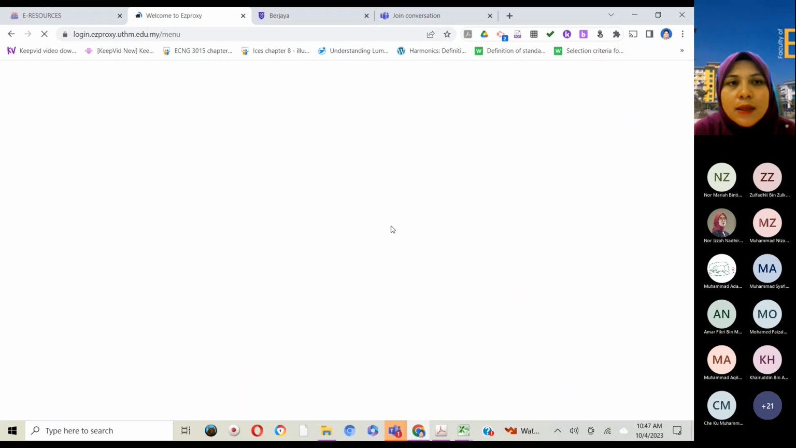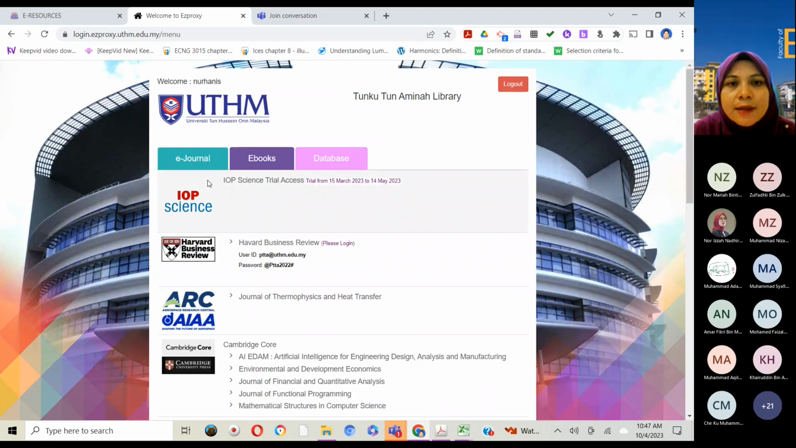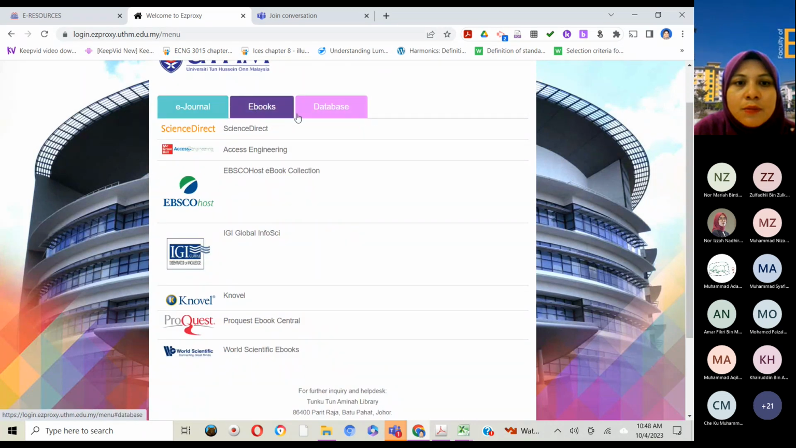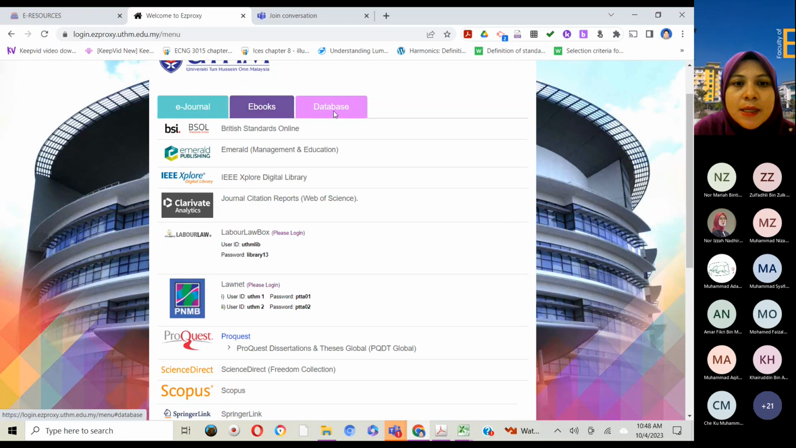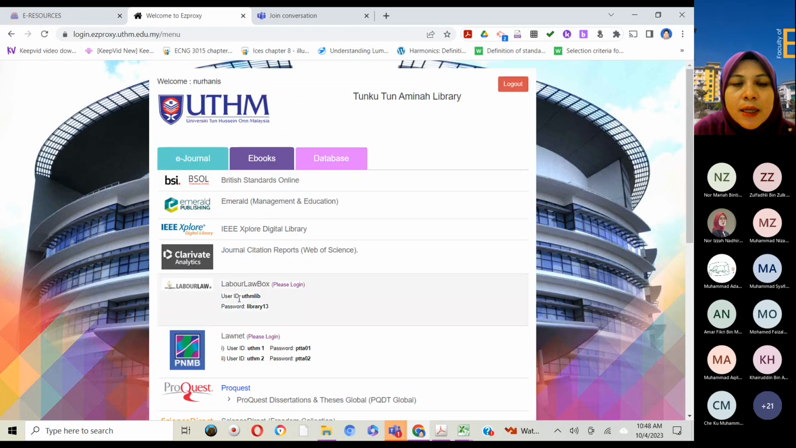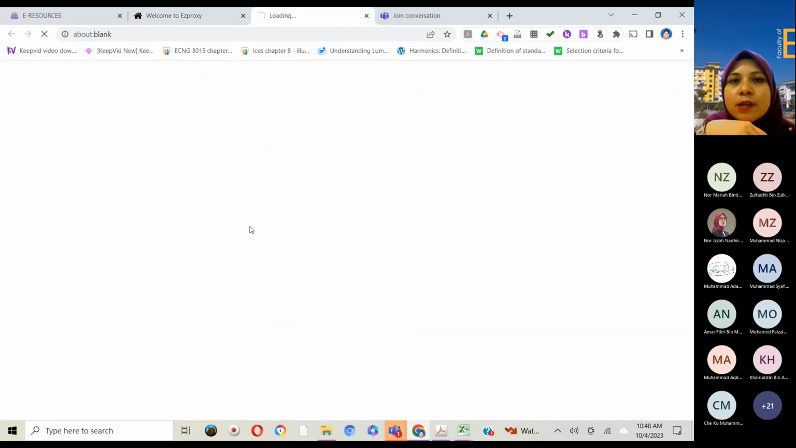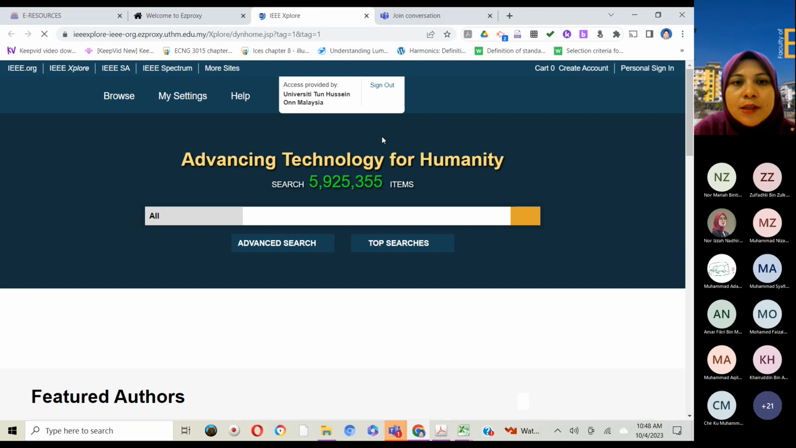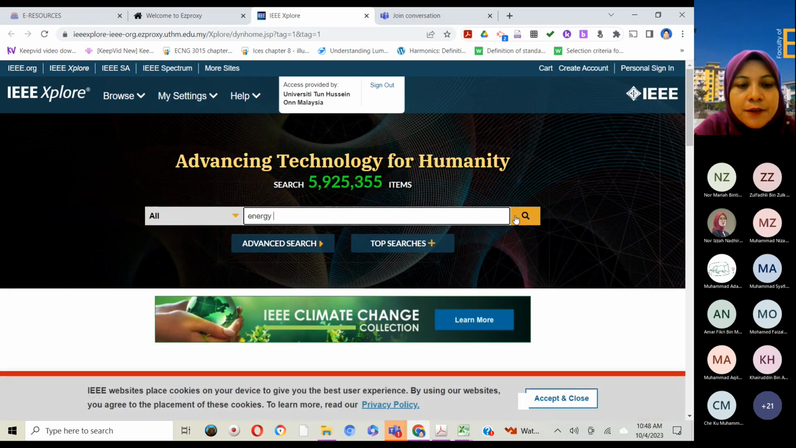Nanti ada bahagian dia tulis database. Okay, kita tunggu sekejap. Okay, ni kan e-journal, e-books dengan database kan. Kalau you nak cari dekat e-journal ada e-books. E-books kan, ni kalau buku, database. Kebiasaannya saya tengok database. Katakanlah you akan buka for example IEEE Explore. You nak tengok for example tentang, you buka kan, contoh you type je lah energy efficiency.